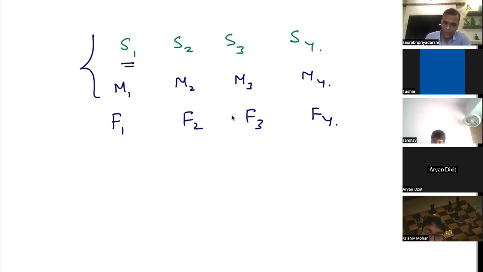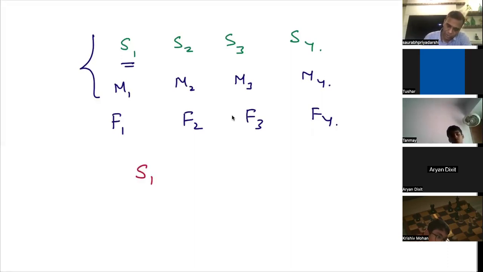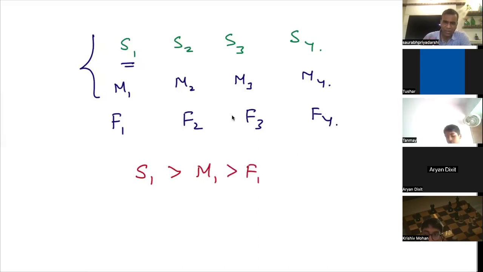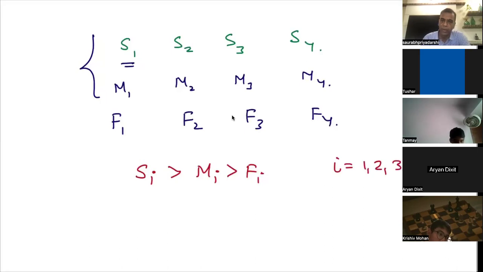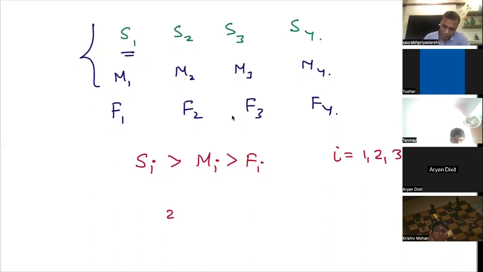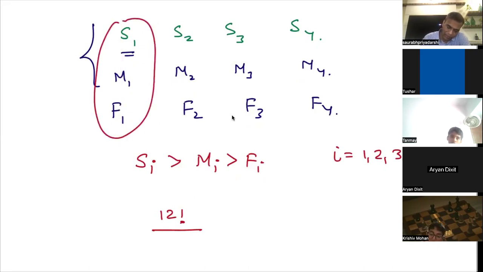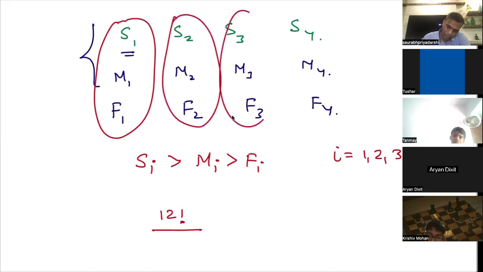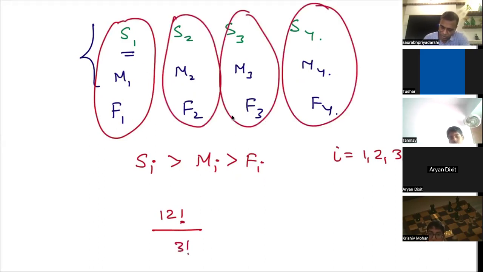So what we are proposing, let's suppose the question is something like that, S1 has to come before M1 before F1, right? Let's suppose the question is Si, Mi, Fi for any i equal to 1, 2, 3 or 4. So the total number of arrangements are factorial 12, right? And we have to restrict the arrangements of these three, of these three, of these three, of these three. So this is factorial 3 to the power 4.